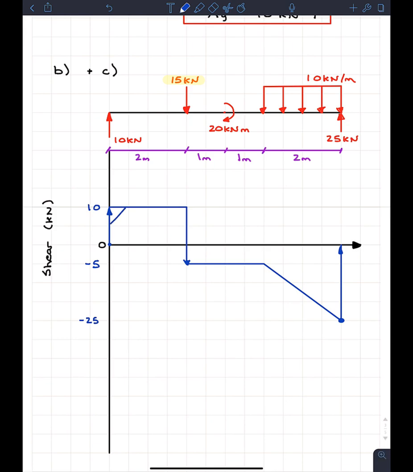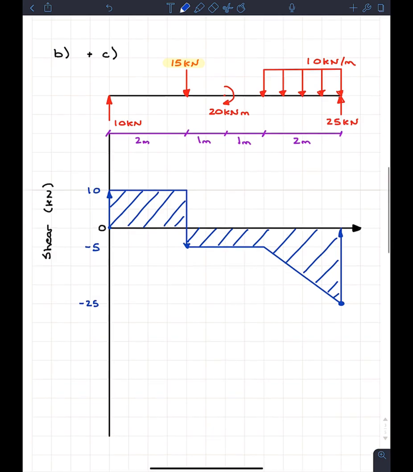So for the shear force diagram, I'm just going to shade it in because we're good to go. I shade it in to really highlight my negative areas, my positive areas, stuff like this. So that's part B, the shear force diagram, and for all the points on it, we have them labeled 10, -5, -25. We're good to go.